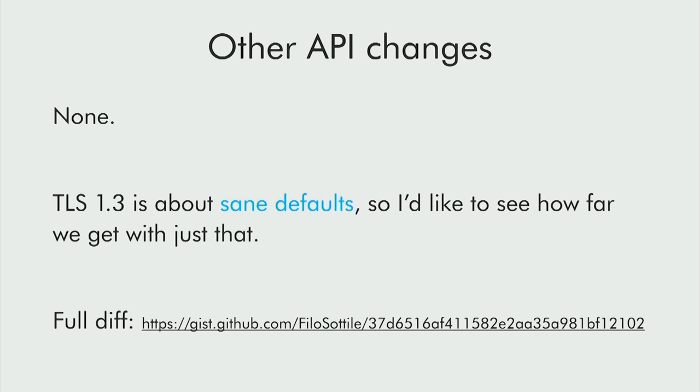So, of course, TLS 1.3 being a major revision, it brings a number of other API changes. That number is zero. Because TLS 1.3 is all about safe defaults. So I took a very conservative stance on what APIs to add. And I'm curious to see how far we can get without even adding a way to configure the cipher suite.